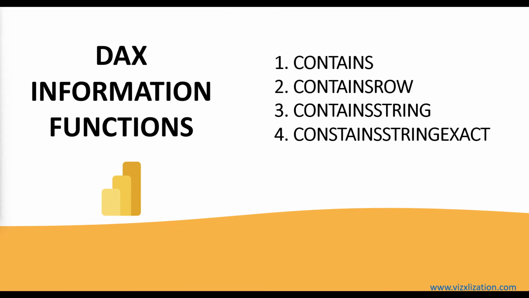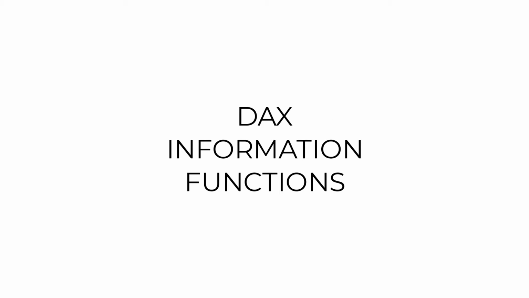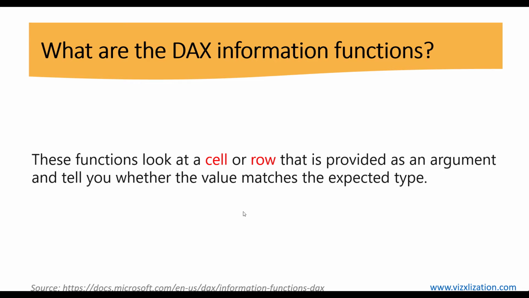Like I said before, we're going to talk about DAX information functions, specifically 4 different DAX functions, and here they are: CONTAINS, CONTAINSROW, CONTAINSSTRING, and also CONTAINSSTRINGEXACT. So what are the DAX information functions? These functions look at a cell or row that is provided as an argument and tell you whether the value matches the expected type. If it matches, it's gonna give you true. If it doesn't match, it's gonna give you false. Quite straightforward, my friends.